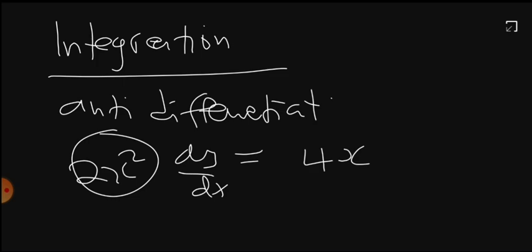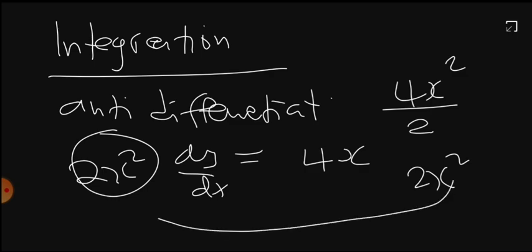When it comes to anti-differentiation or integration, we are saying you increase the power by 1 and you divide the whole equation by the new power. So if we increase the power by 1 and we divide by the new power, we are going to have 2x squared, which will take us back to the differential function. So that's what integration is. Let's look at how we can integrate some of these things.